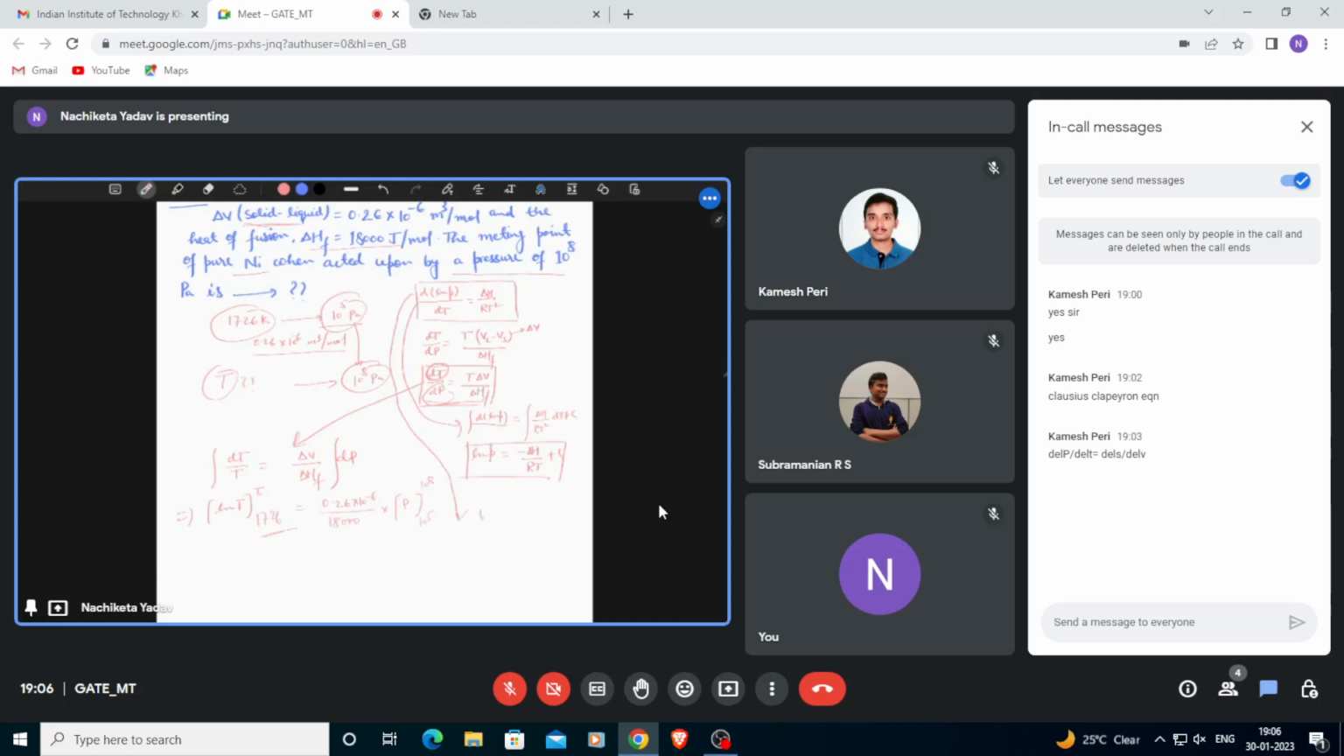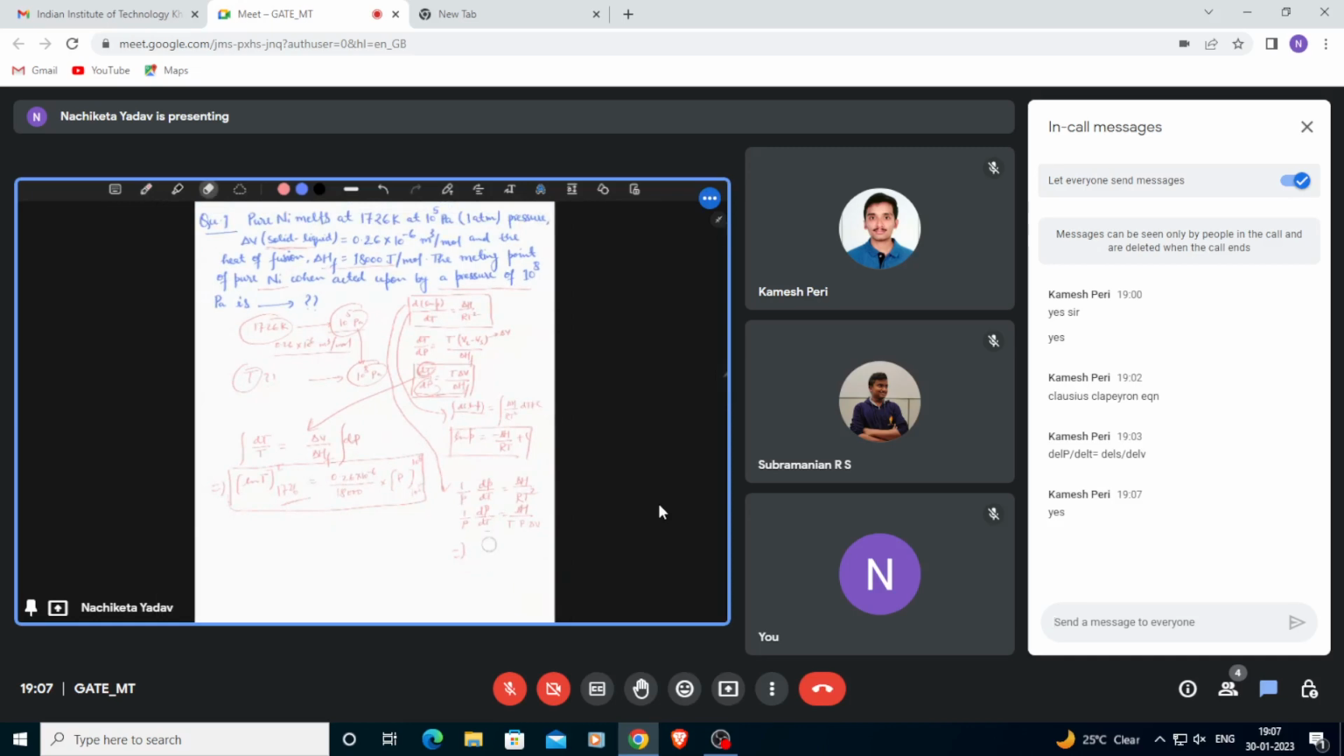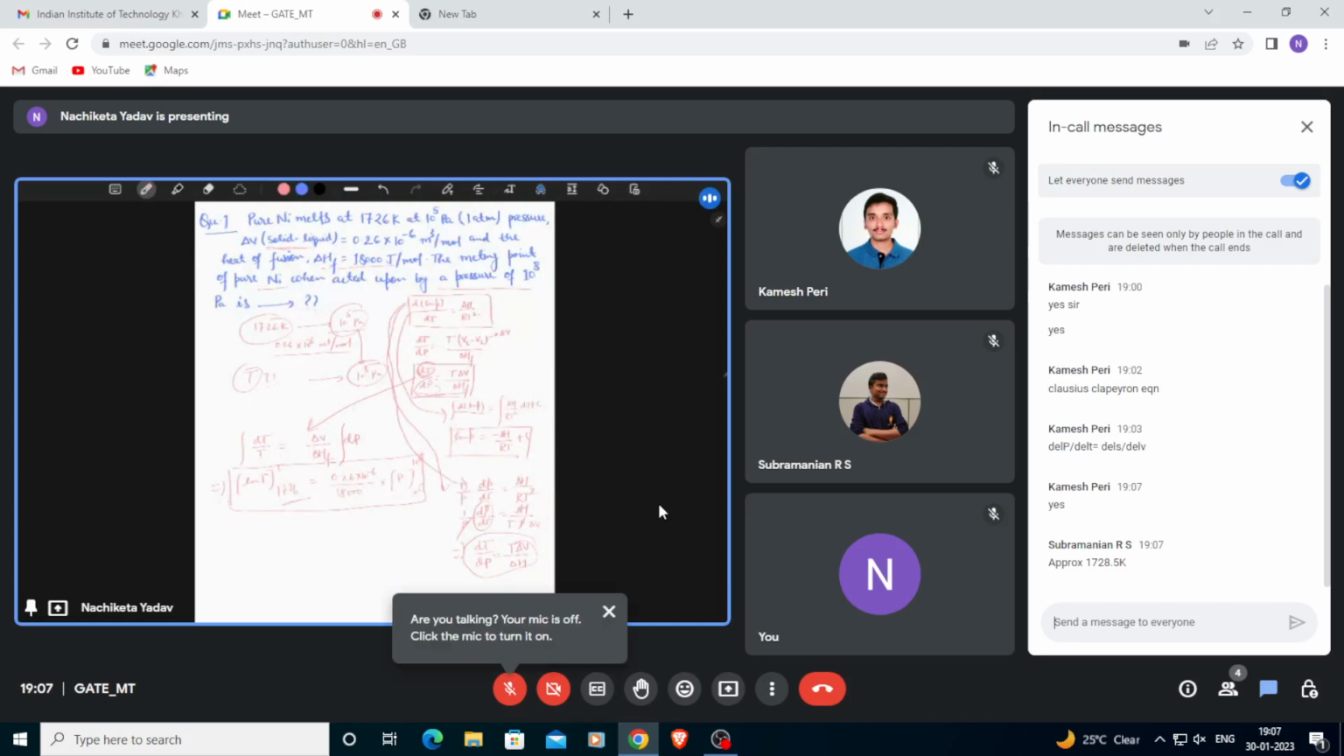And here 1 by P dP by dT equal to delta H by RT square, 1 by P dP. Are you calculating for this one? If you rearrange this one, you will get this equation. Okay, approximately 1728. Yes.